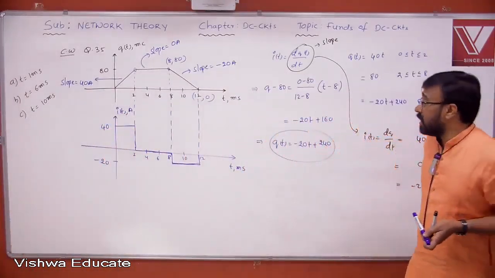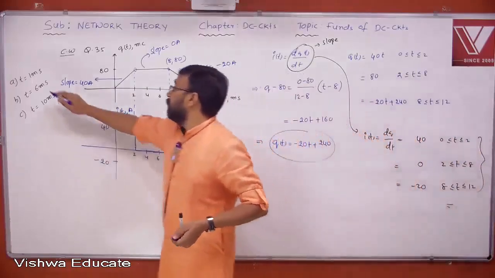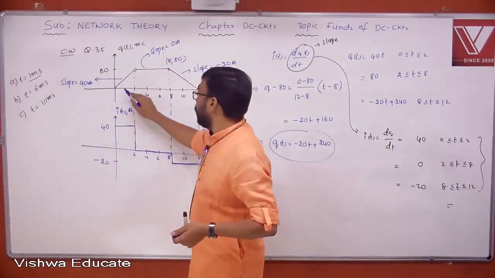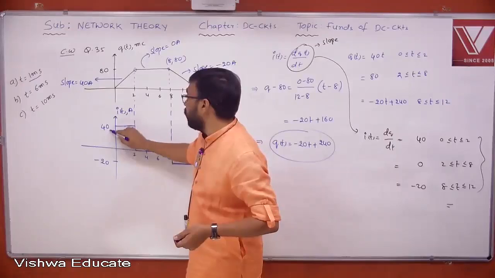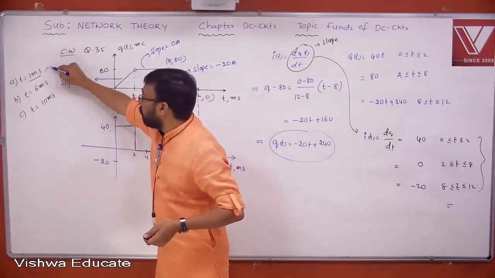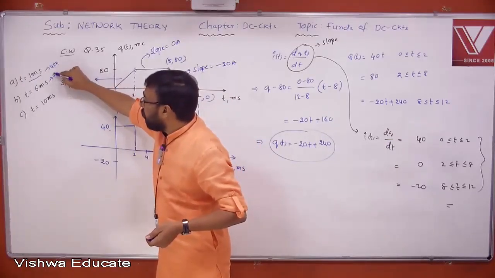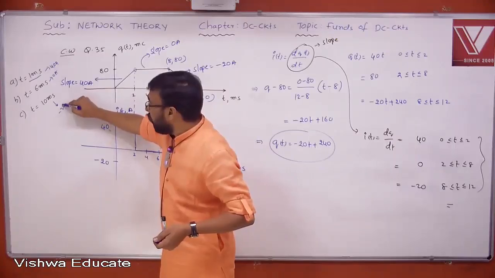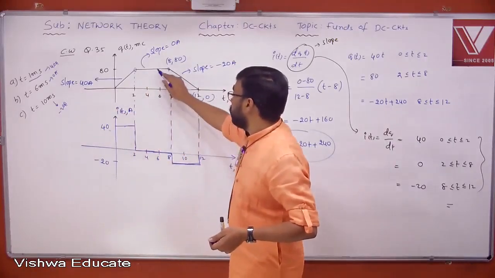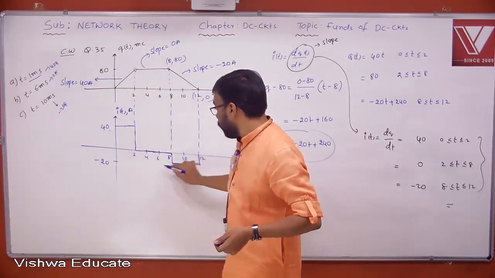That's it. Please note down. So I think you got the answer. What is the current at time 1 second? 1 second is here. What is the current? 40. You got 40 here. Here 0 ampere. Here minus 20 ampere. See this? 6 means 0. 10 means minus 20. That's it.